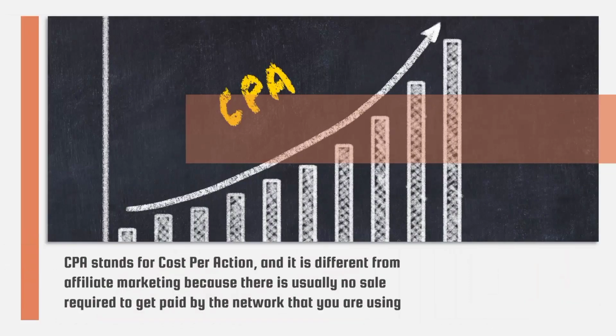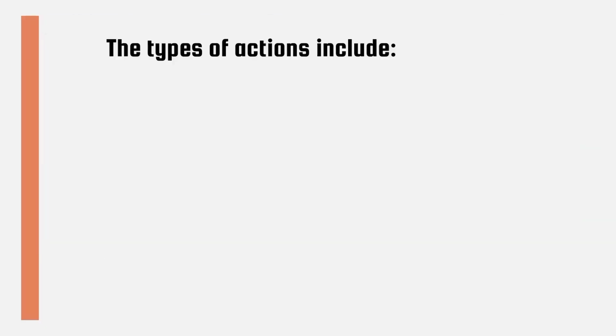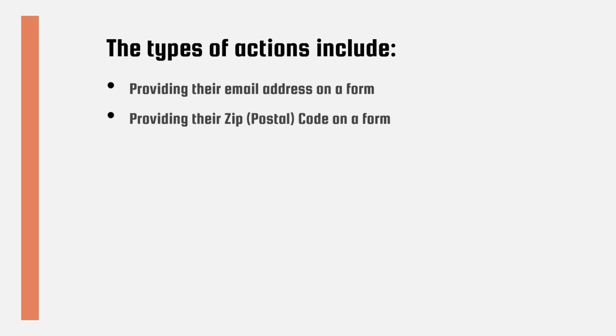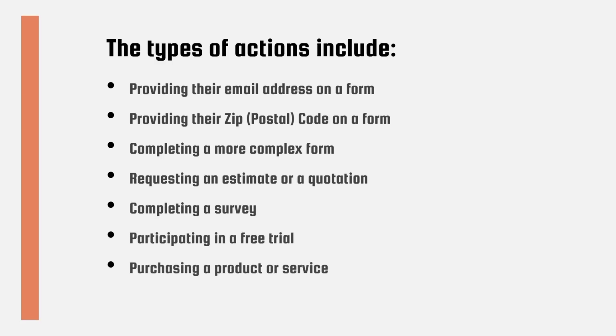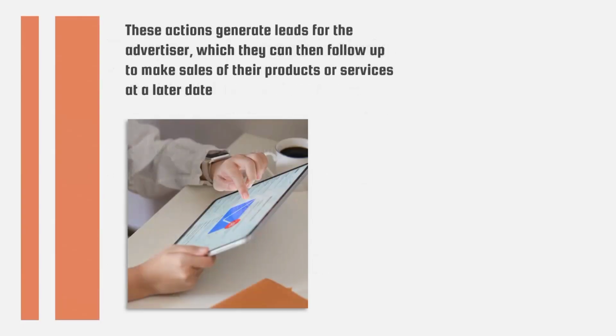CPA marketing. CPA stands for cost per action, and it is different from affiliate marketing because there is usually no sale required to get paid by the network that you are using. When somebody clicks on your affiliate link and completes the required action, you get paid. The types of actions include providing their email address on a form, providing their zip postal code on a form, completing a more complex form, requesting an estimate or a quotation, completing a survey, participating in a free trial, purchasing a product or service. These actions generate leads for the advertiser, which they can then follow up to make sales of their products or services at a later date.